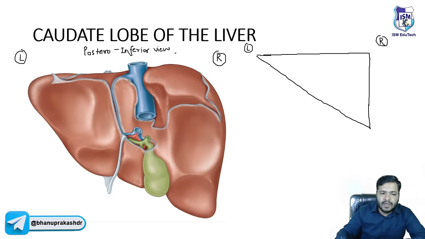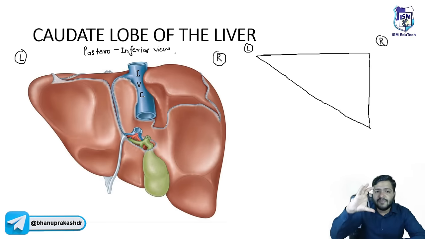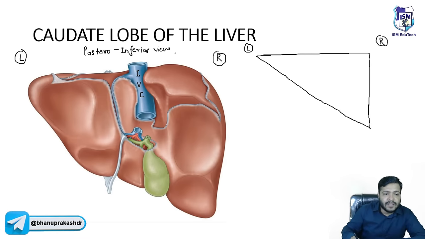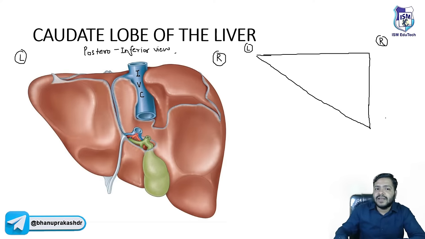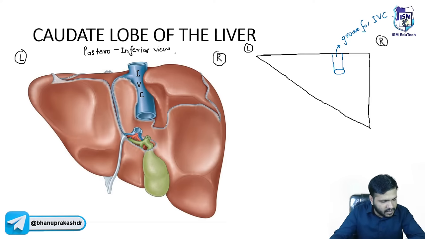Now see, you can see this vessel. It is called the inferior vena cava, the major vein. You will find a groove over here. A groove means a pit you will feel on the posterior surface of the liver, where the inferior vena cava is present. So let us draw that groove over here. Yes, that is the groove for inferior vena cava.